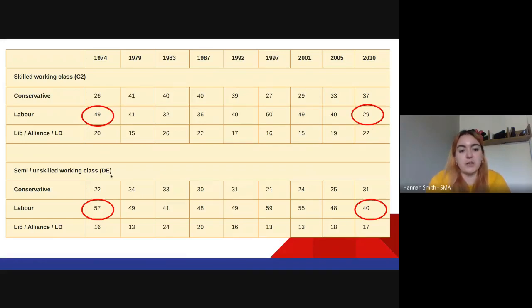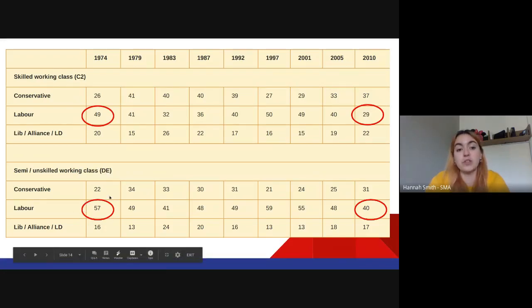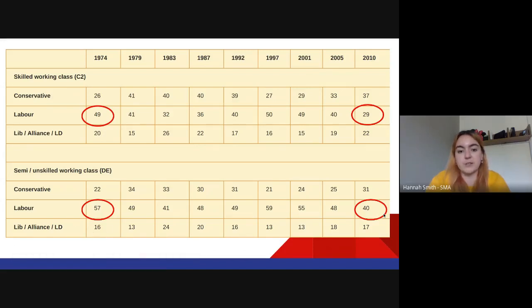You've then got on the bottom here, the semi or the unskilled, those who are unemployed, retired and so on. Almost 2/3 in 1974 voted Labour. In fact, if you were to take Labour and the Lib Dems in there, you've got about 3/4 of that social class on the left wing, remember? However, if we go down to 2010, that's about 40%. That's quite a big jump again.